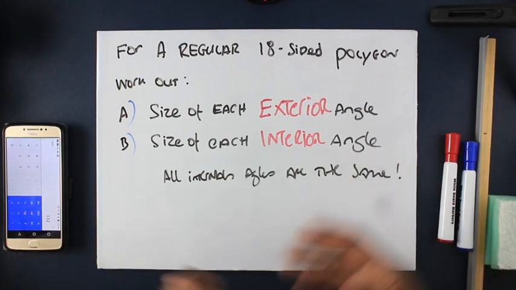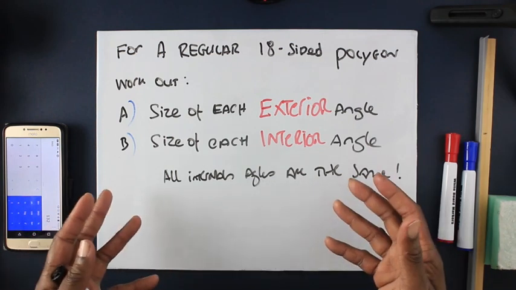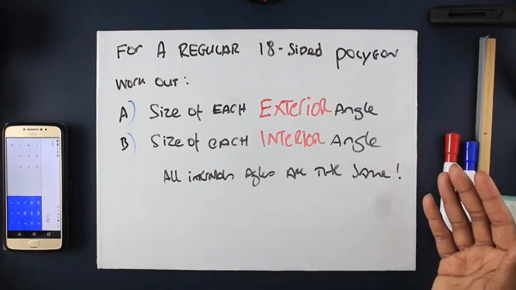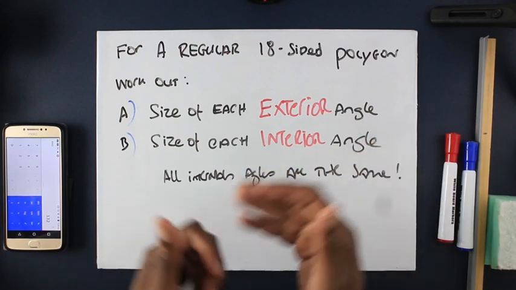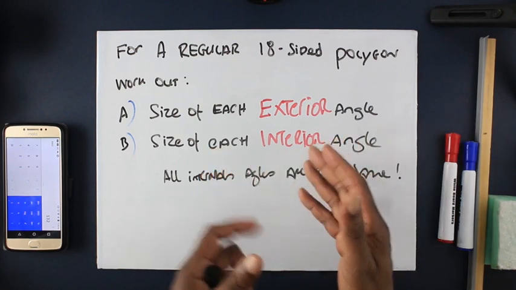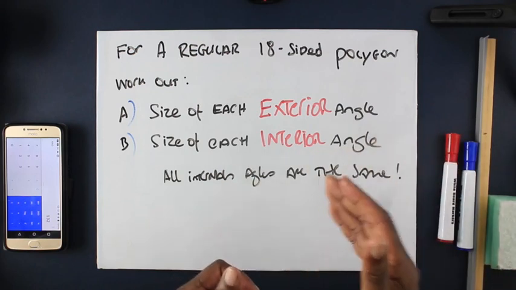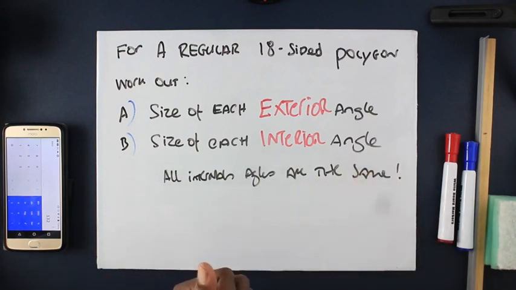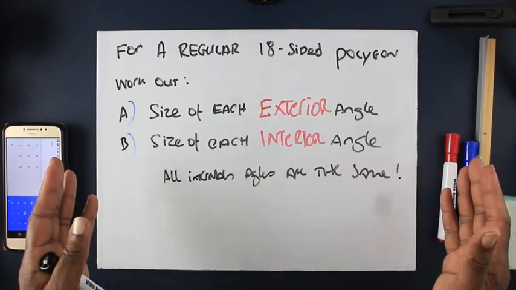And if each internal angle or interior angle is the same, then that must mean the external angles must also be the same, because the size of the external angle is 180 degrees minus the interior angle. Since all of the interior angles are the same, that must mean all of the exterior angles equal 180 degrees minus the interior angles. So we know that all the exterior angles must be the same.